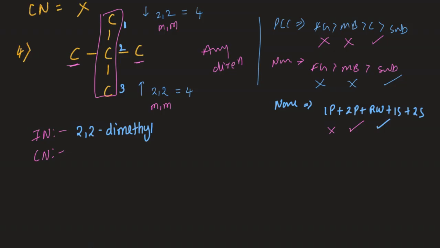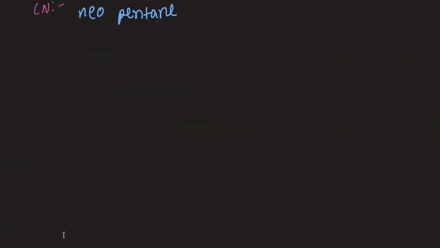Next, root word. How many carbons are there in the chain? 3. So what should I write? Prop. Next, the primary suffix is alkane, and there is no secondary suffix. So 2,2-dimethylpropane. Coming to the common name: whenever you get a plus shape, remember it is nothing but neopentane. The common name is neopentane. Right. Moving to the next one. Fifth one.